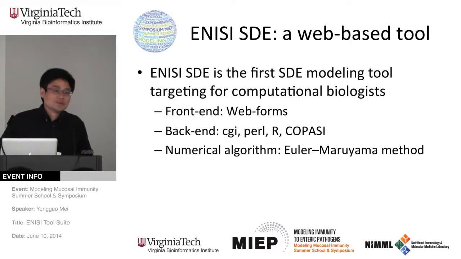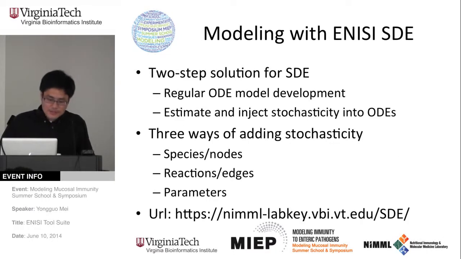And also potentially, you can download the results as a table. So the numerical algorithm here uses a very classic solution for the SDE. It's the Euler-Maruyama method. So essentially, it's a two-step solution.